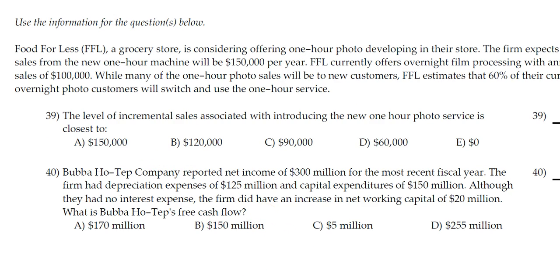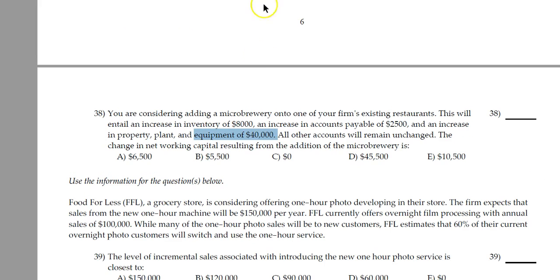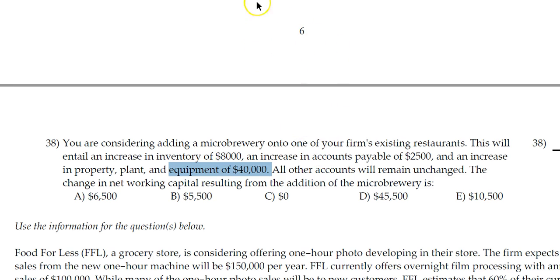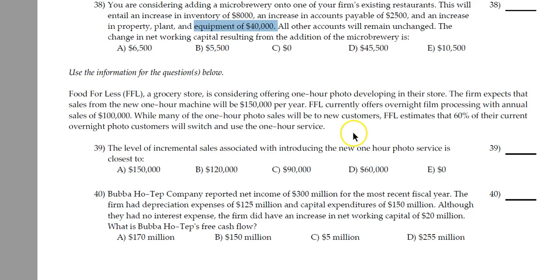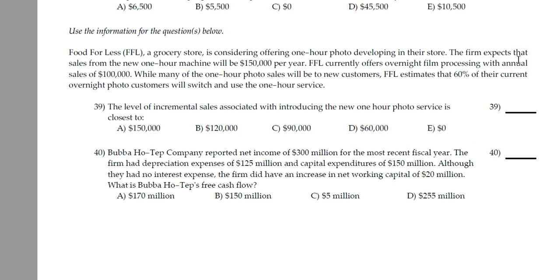Okay, question 39. Sorry, I should read this first, I guess. Okay, sorry. This is not calibrated very well. Okay. Food for Less, a grocery store, is considering offering 1-hour photo developing in their store. The firm expects that sales from the new 1-hour machine would be $150,000 per year. They currently offer overnight film processing with annual sales of $100,000. While many of the 1-hour photo sales will be new to the customers, they estimate that 60% of the current overnight photo customers will switch and use the 1-hour service. What's the level of incremental sales associated with introducing the new 1-hour photo service?